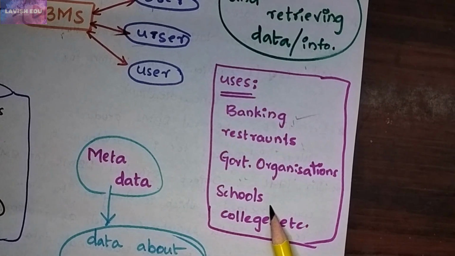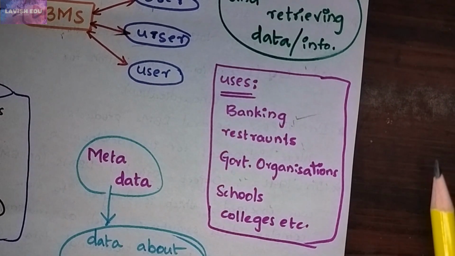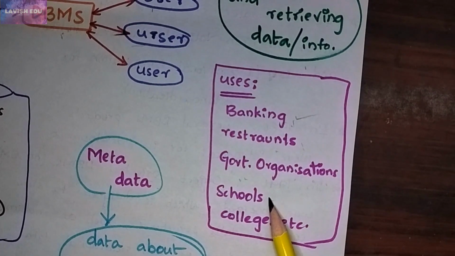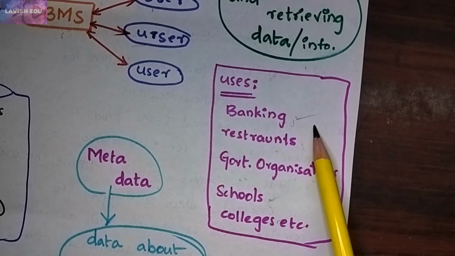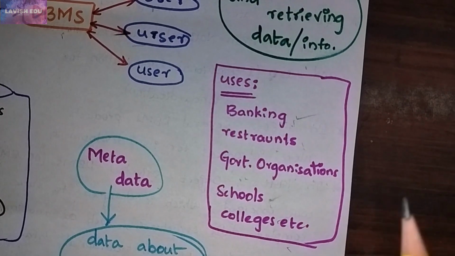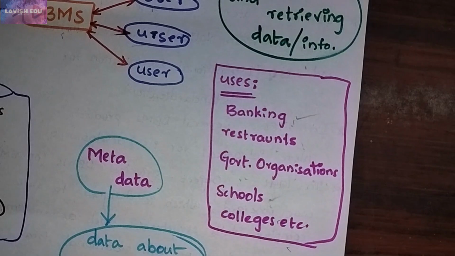Then in schools, to maintain the records of the students, what is his age, what is his roll number, what is his name, it will all be maintained by the database management system. So in schools as well as in colleges, the same purpose is served. These are some of the examples of the database management system. Now let us see the overall definitions of the database management system that we have discussed till now.